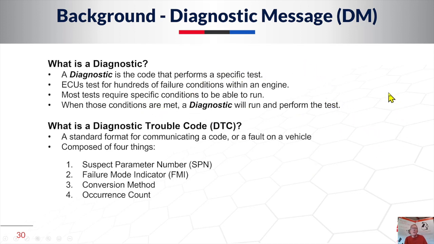A diagnostic is a piece of code that performs a test under certain conditions and will set or clear a flag that indicates there may be a problem or a question on this engine or a code. The diagnostic is represented with a diagnostic trouble code, and there are 4 things it breaks down into. The suspect parameter number, we know a little bit about those. That's the biggest part of a diagnostic trouble code. There's a failure mode indicator we'll give you an example of, a conversion method, and an occurrence count in that DTC or diagnostic trouble code.